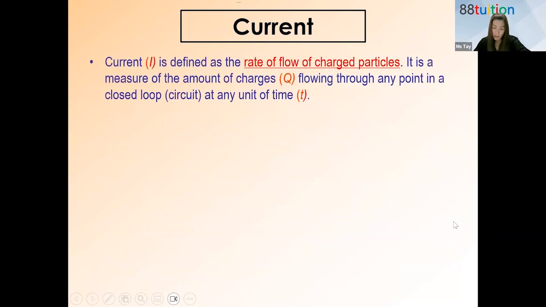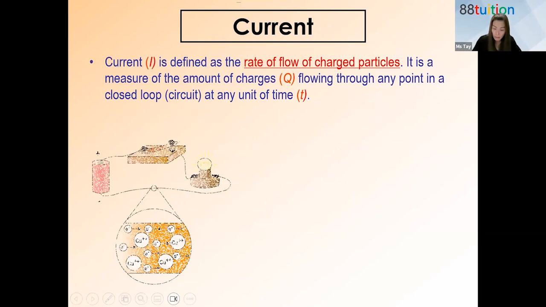So next, talk about current first. How do you define current? This is being asked. You need to either pick the correct MCQ or you need to actually write down in words the definition. If they ask you to define current, it's defined as the rate of flow of charged particles. So it's actually the measure of amount of charges flowing through any point in the circuit at any unit of time.